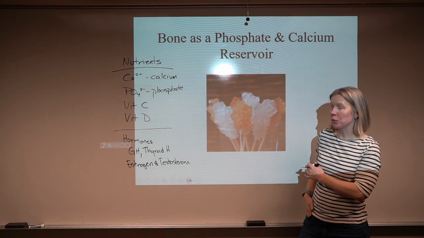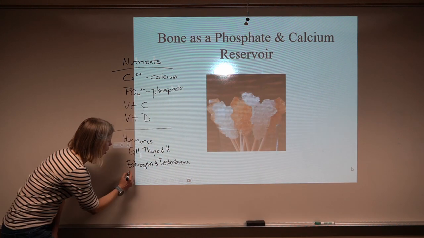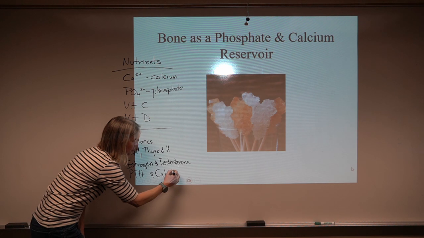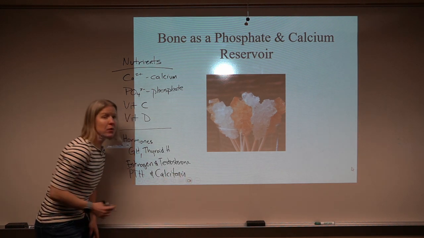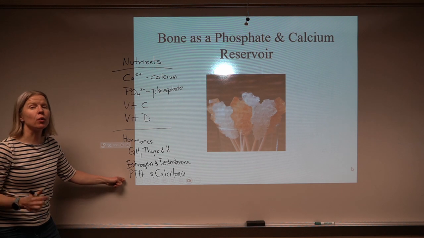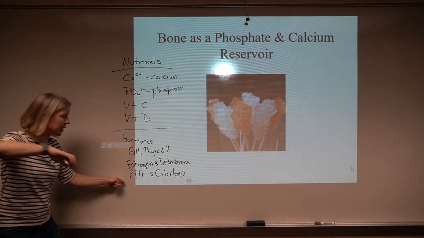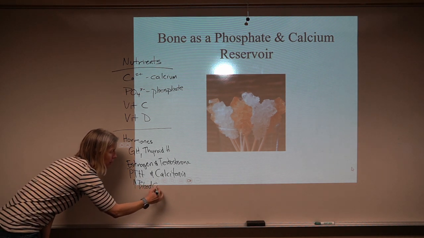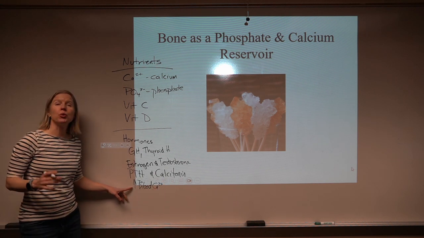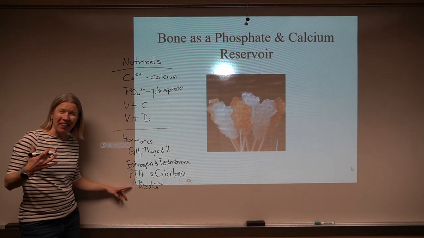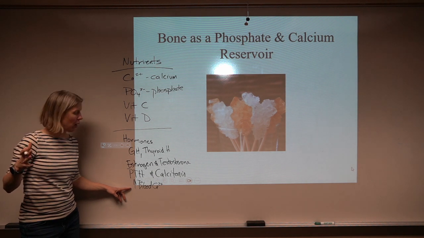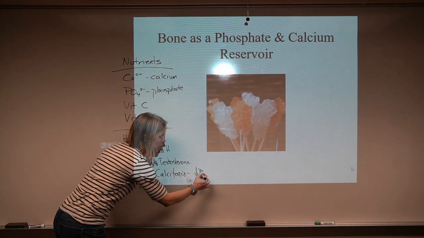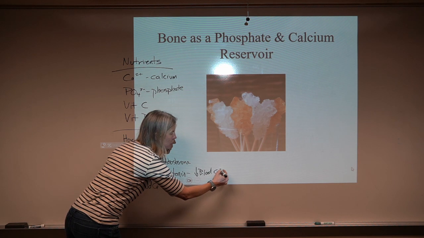And then a couple hormones that we'll spend quite a bit of time going over are parathyroid hormone and calcitonin. Okay? Parathyroid hormone is going to act to increase blood calcium levels. Meaning it is going to take it from bone or tell us to absorb more or not pee it out, right? But it's going to increase blood calcium levels. Calcitonin is going to decrease blood calcium levels, right?